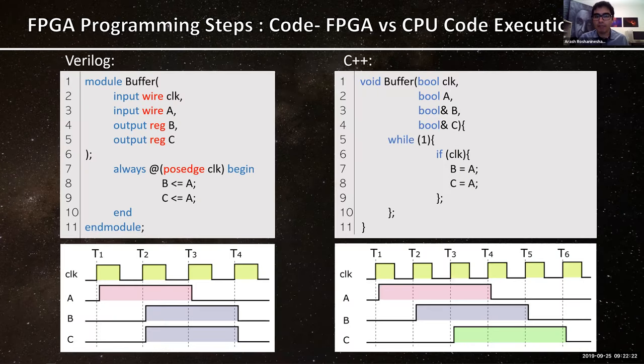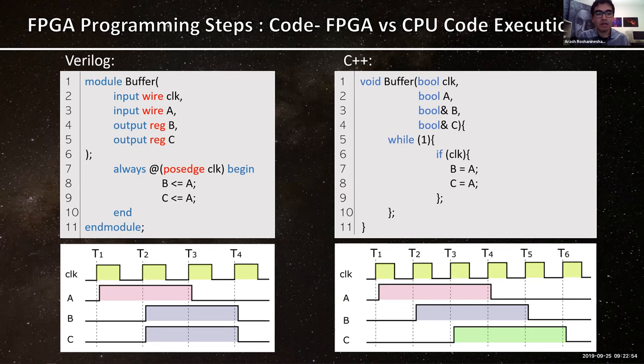So here I have brought an example of FPGA and CPU code. I've tried to make them do the same job. We have an input A, an input clock, and two outputs, B and C. In each code, the outputs are going to be equal to the input. So A will go into B and A will go into C.